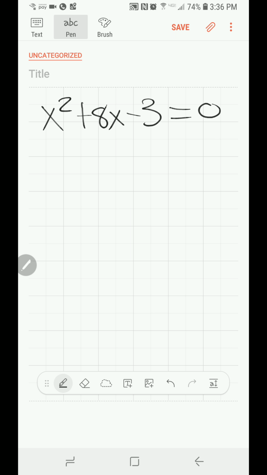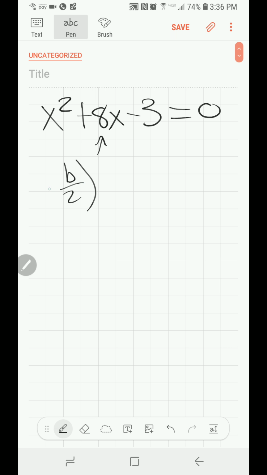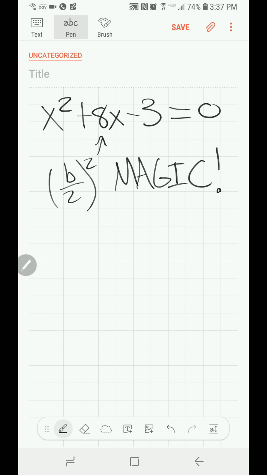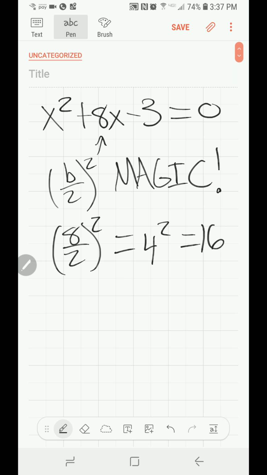So let's do it. When you complete the square, you need to know the magic number. The magic number is half of b, squared. b over 2, squared. Magic! So we'll take b, divide it by 2, then square it. Make sure you do it in the right order so that you don't have an order of operations problem. The magic number in this case is half of 8, squared, which is 4 squared, which is 16. That's your magic number.